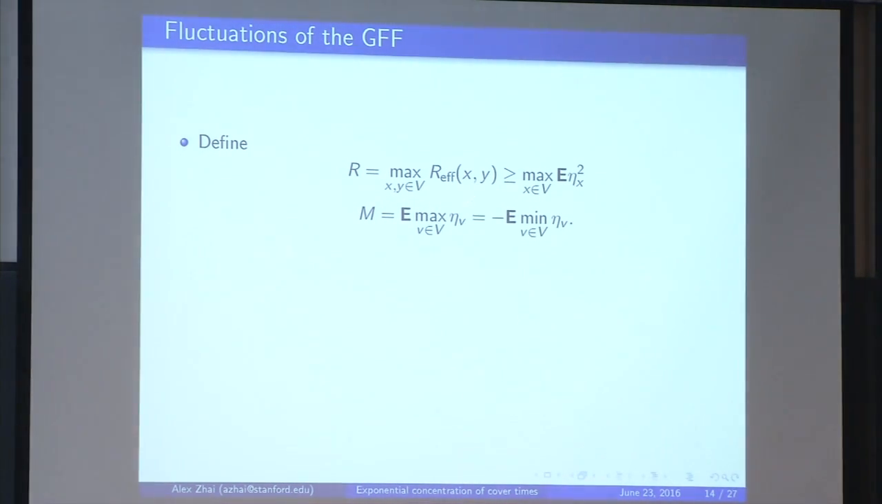Let's define R to be the maximum of the effective resistances, and by this characterization of the Gaussian free field, that is an upper bound on the variance of each individual coordinate of the Gaussian free field. And then let's define M just to be this expected maximum. That's basically the Gaussian width that we've looked at.